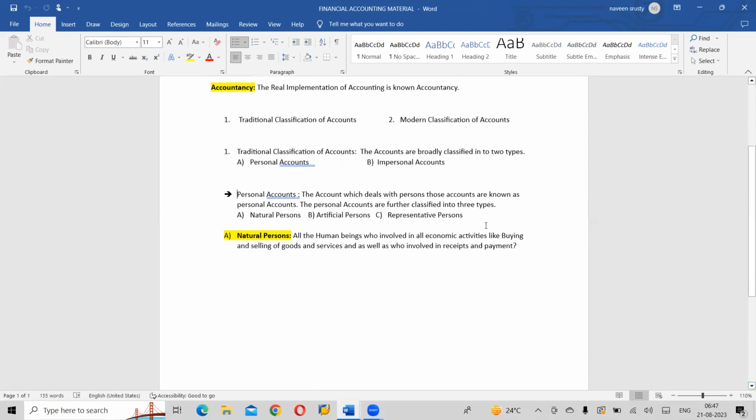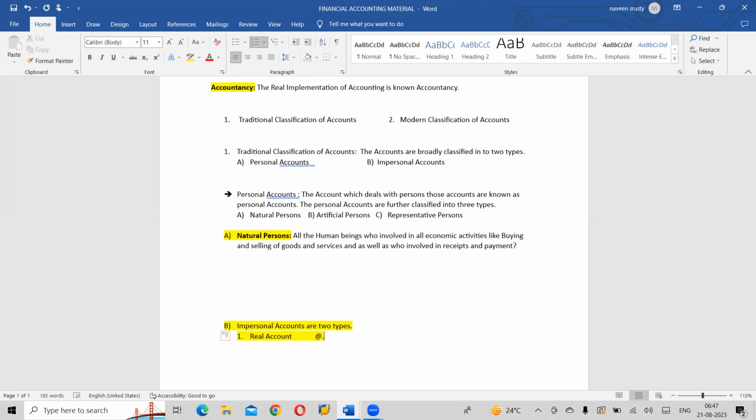So do you know what is meant by real and impersonal accounts? How many types of impersonal accounts are there? Two. Impersonal accounts are of two types. What are they? One is the real account and the other is the nominal account.